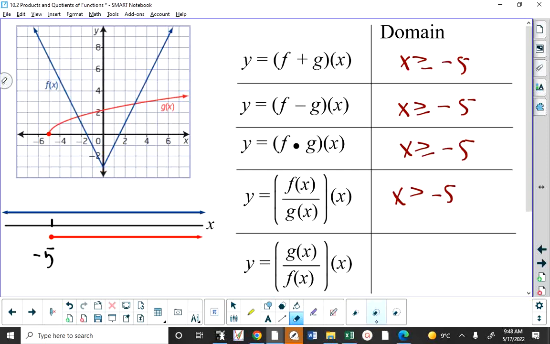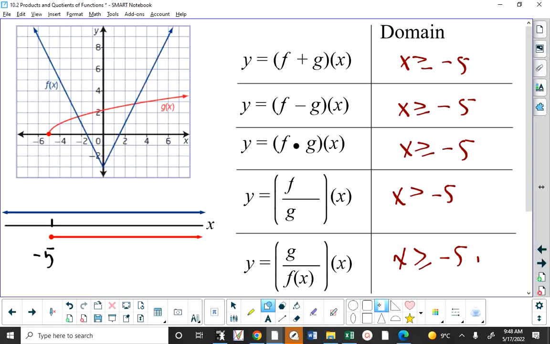What about g of x over f of x? Well, the common domain would be x is greater than or equal to -5, but we can't divide by 0, and f of x is what we're dividing by. And by the way, I shouldn't have x's in here because I have the x's outside. It isn't a special way of writing divisions.